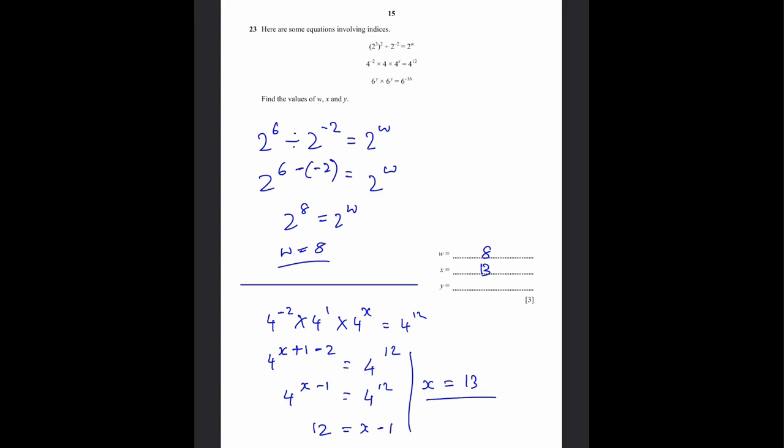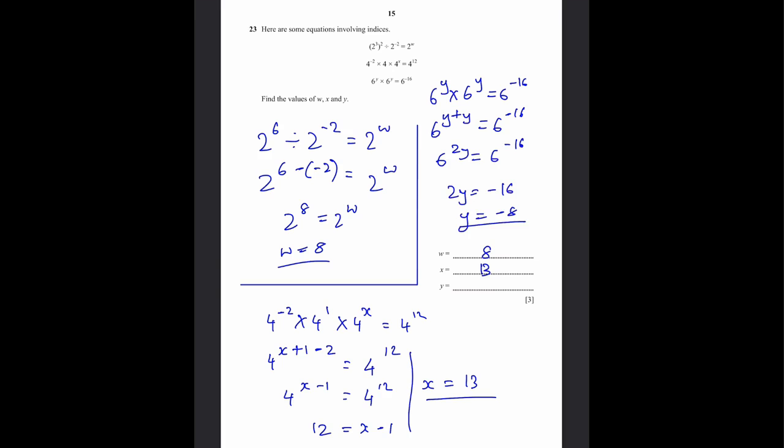Now we have x and w. We need to find y. So 6 to the power y times 6 to the power y is 6 to the power minus 16. We've got power rules. When we multiply powers with the same base, we add them up. So 6 to the power y plus y is equal to 6 to the power minus 16. 6 to the power 2y equals 6 to the power minus 16. Because they're the same base, we can equate the powers. So 2y equals minus 16, y equals minus 8.